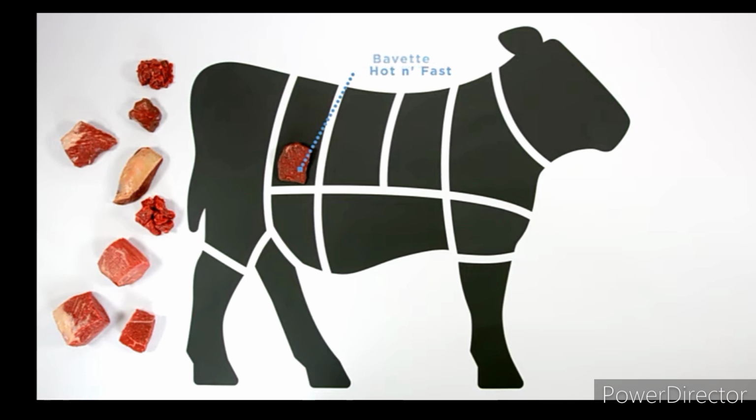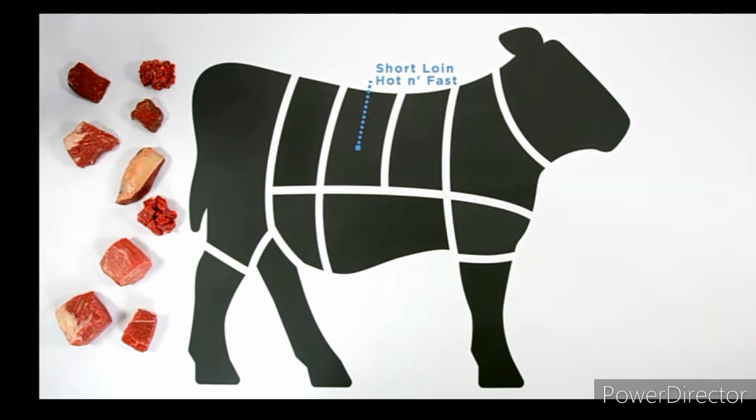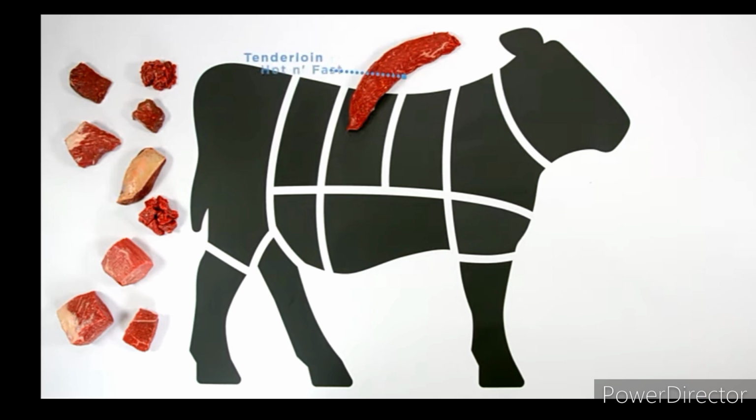Now we get into the luxury cuts, the short loin. This subprimal is home to the most exclusive cuts, starting with the tenderloin. The tenderloin is very tender, or soft, with a buttery texture and mild flavor.